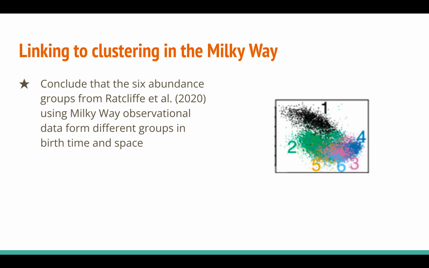This is exciting, since we can now link clustering in the Milky Way, and this work can now interpret my previous work from 2020, where I found that 6 clusters, again using hierarchical clustering, this time in APOGEE's DR14 red clump catalog, had significantly different ages. We now can go a step further and say that these 6 clusters additionally are from different times in birth time and space.